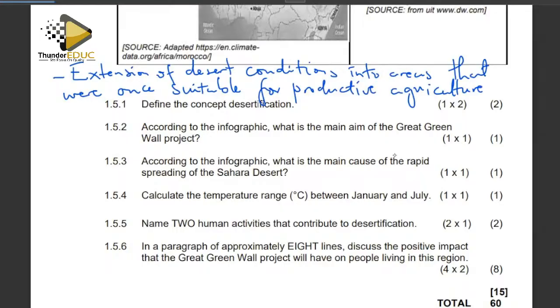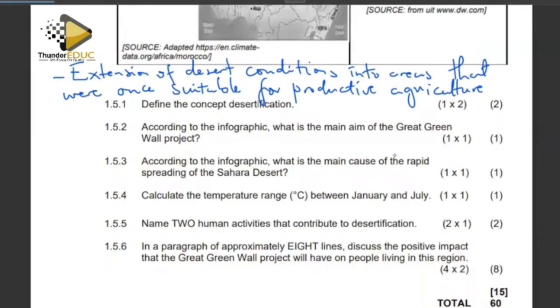That's basically desertification. We are looking at the deserts extending into other areas that were once suitable for farming. We know desert conditions are not conducive for agriculture. They are very hot and there's limited precipitation. So if those conditions are also extending, the soils are less fertile, they are infertile because we have sandy soils in the deserts. So if those conditions are extending into neighboring areas, that is desertification. Deserts are extending into the areas which were once suitable for productive agriculture. That is explaining desertification in simple terms, or defining it in simple terms.